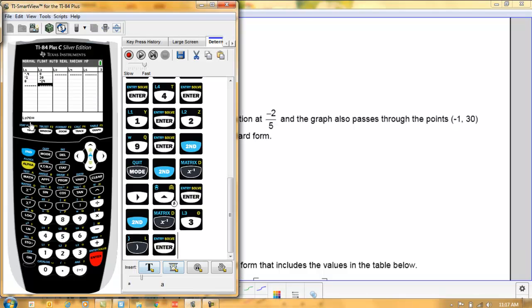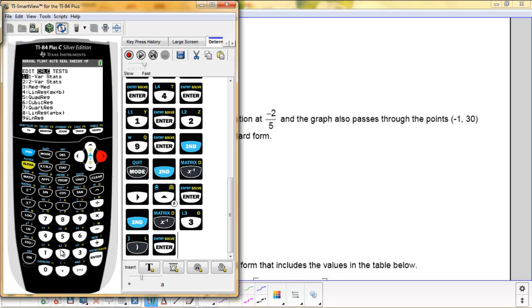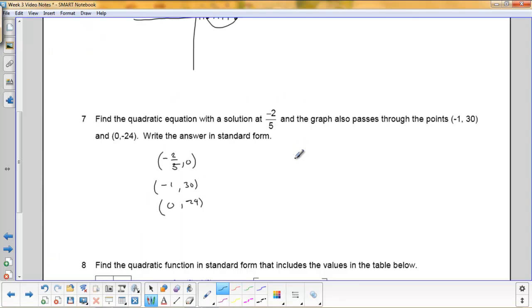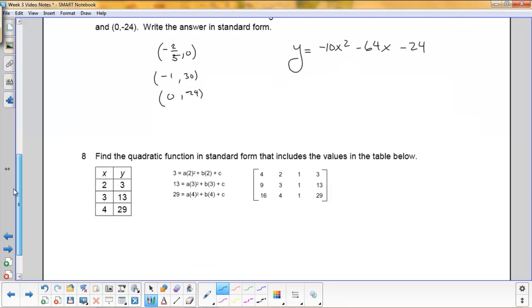So open up your calculator stat edit feature one more time. Once you hit negative 2/5 in and hit enter, it'll change it to the decimal form there. That's why it says negative 0.4. All right, so stat, calculate, quadratic, enter all the way through. And negative 10, negative 64, and negative 24 are your A, B, and C coefficients respectively. So y equals negative 10x squared minus 64x minus 24. Give you some different perspectives so you can see a different way of solving these problems.